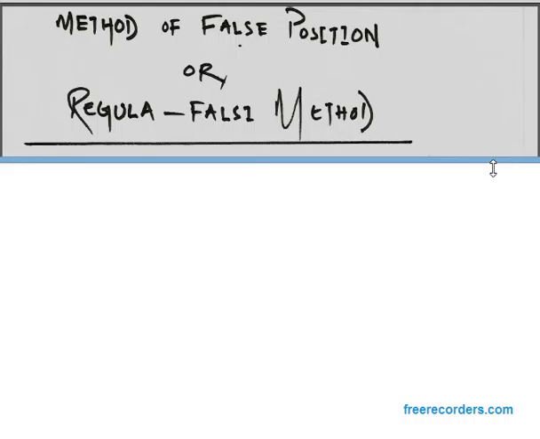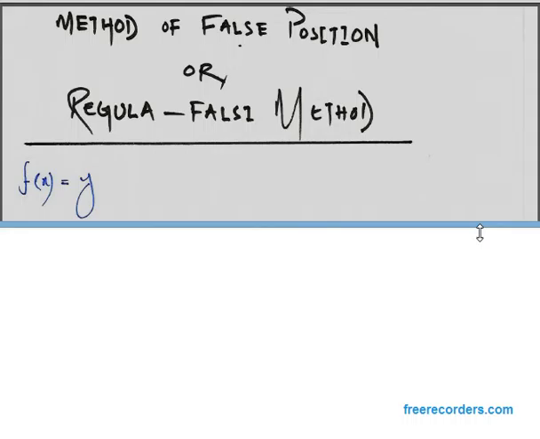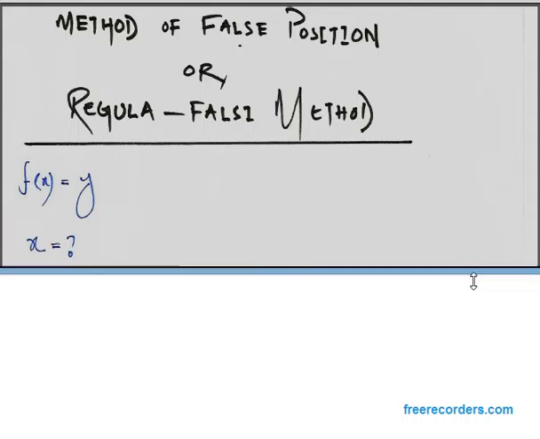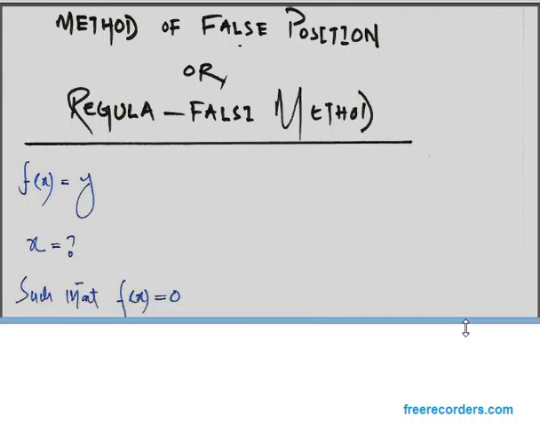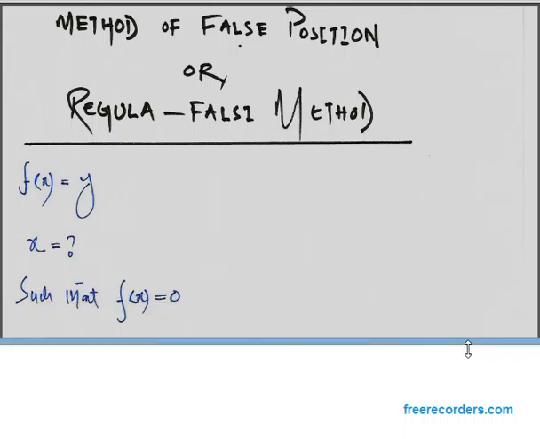Let's say that we have a function f of x is equal to y, and the goal here is to find the value of x such that f of x is equal to 0. We need a point where the value of y is equal to 0. That point can only lie on the x-axis, meaning when our function intersects the x-axis, there the value of y equals 0. So this is our goal, so that our equation should be satisfied.